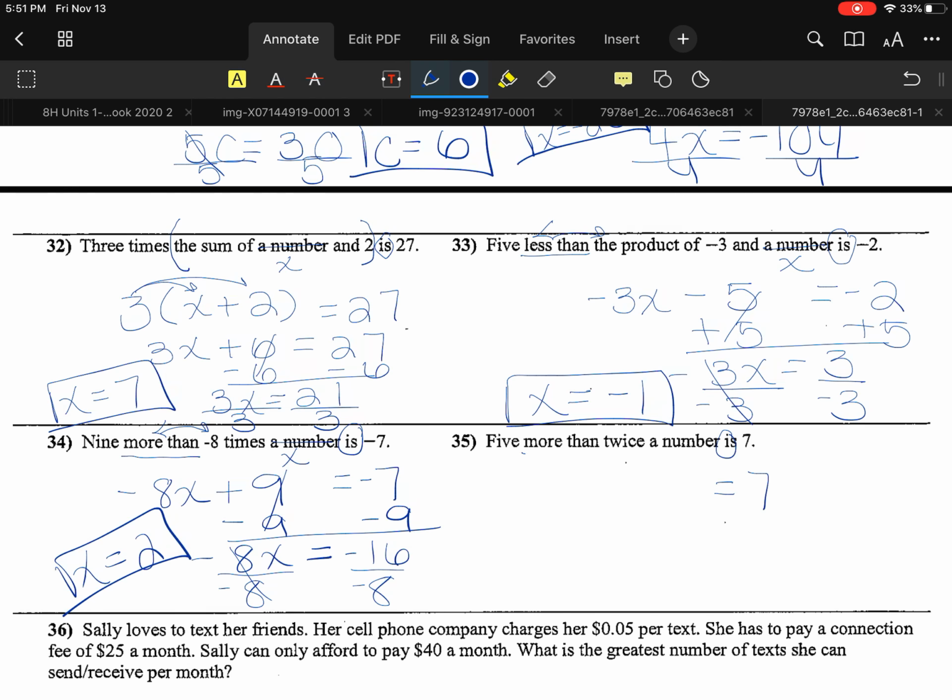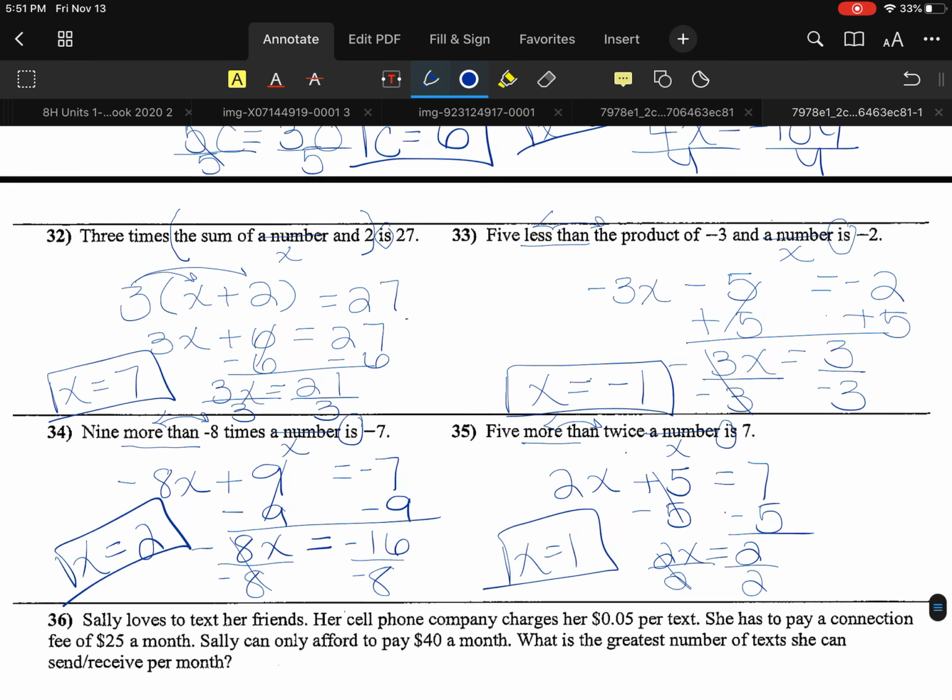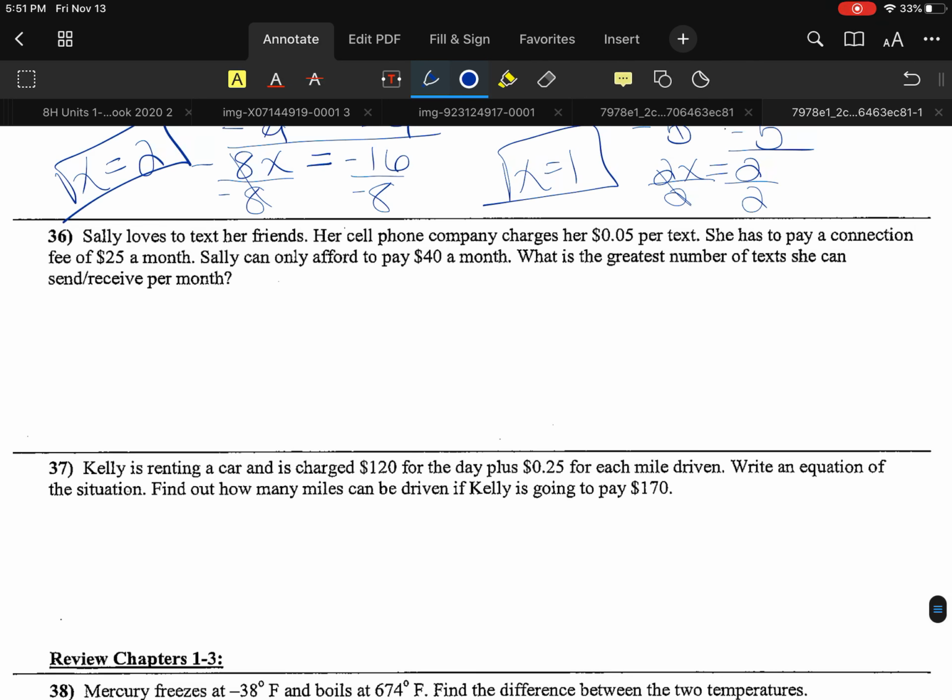5 more than twice a number is 7. Is 7 means equal to 7. 5 more than is a switch word. Twice a number means 2x. 5 more than that. So 2x plus 5 equals 7. I'm then going to solve by subtracting 5 on both sides. 2x equals 2. Divide by 2, and we get x equals 1.